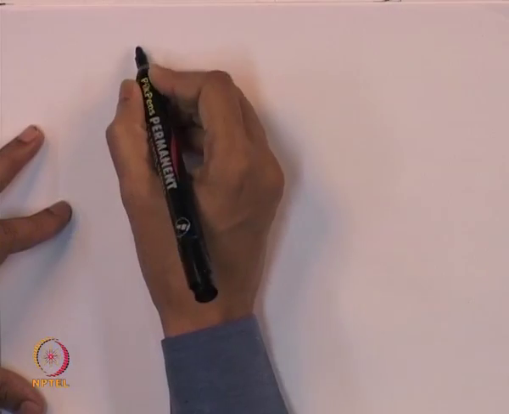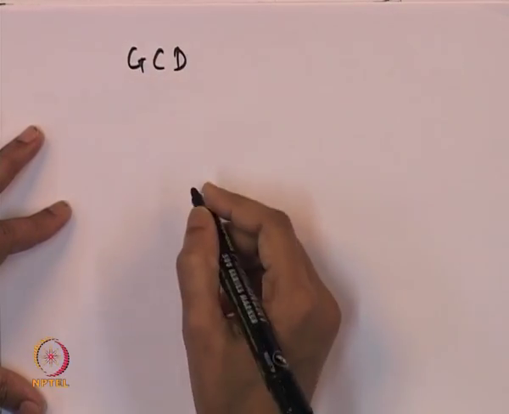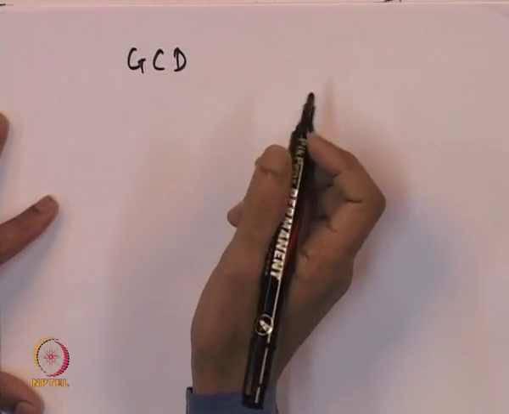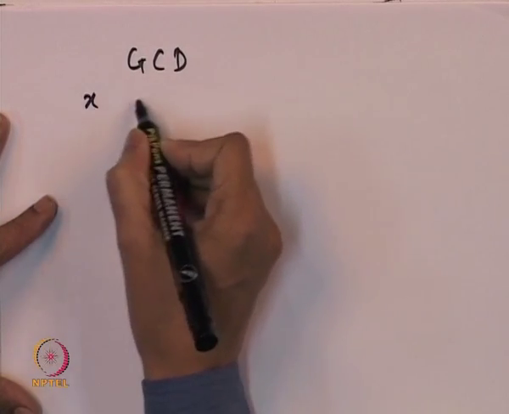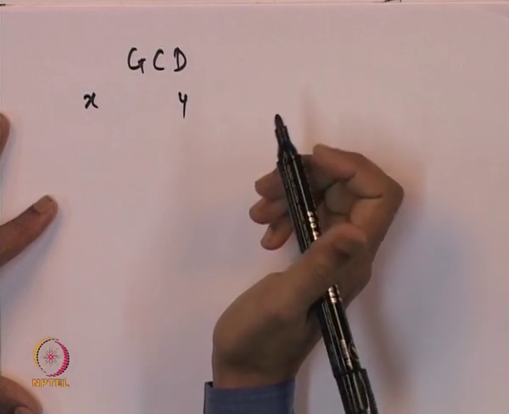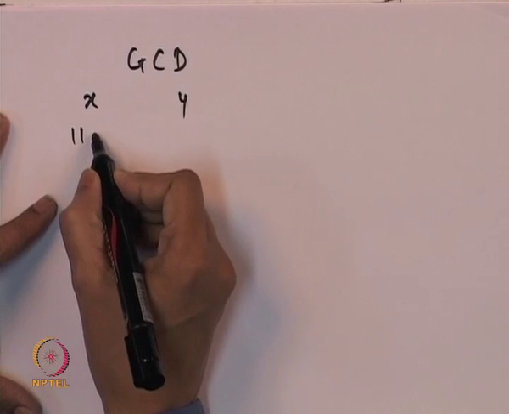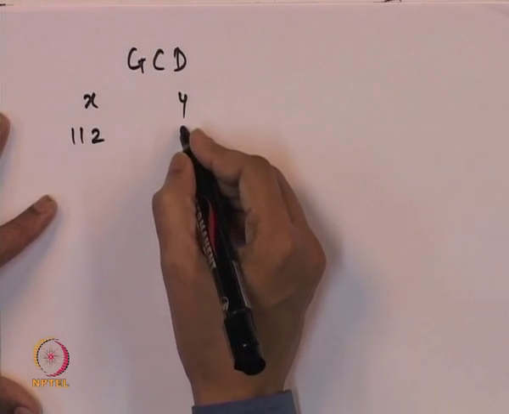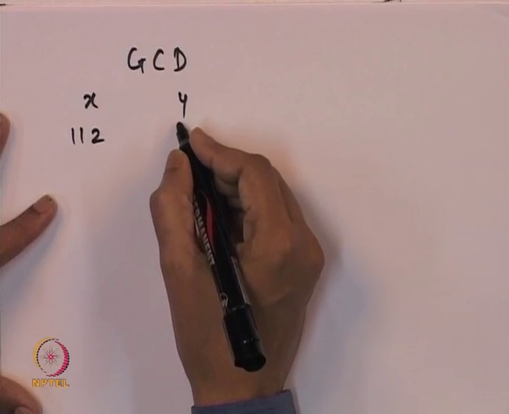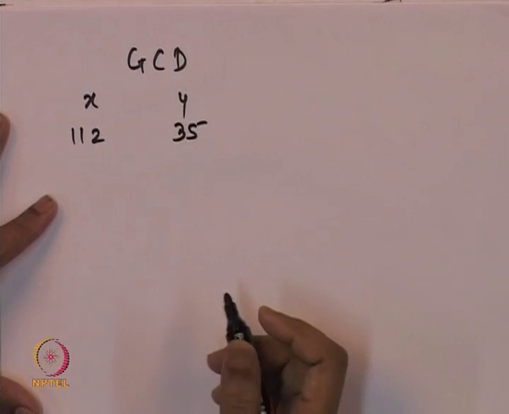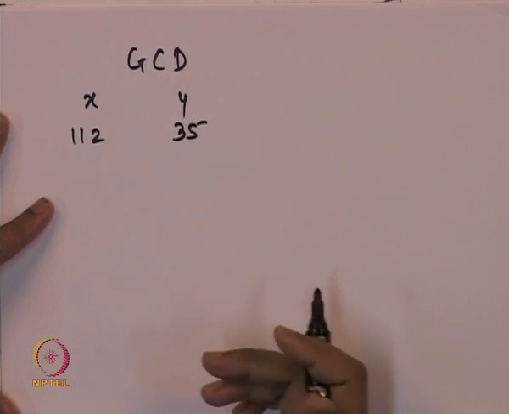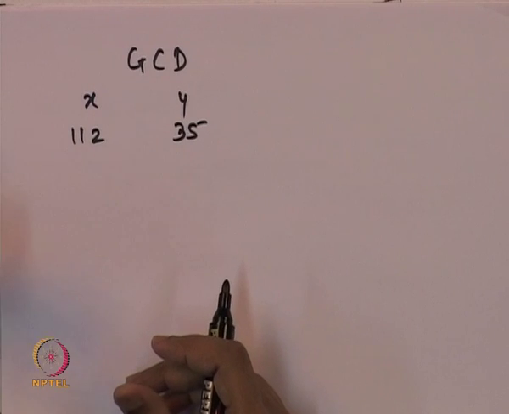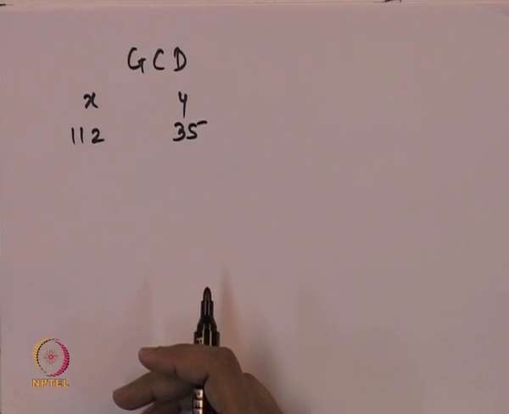So, let me focus mostly on the example, a very well known example, that of GCD, greatest common divisor. For the sake of simplicity of the presentation, I'll assume that we are given two numbers x and y, both non-negative. Let us say we are given the numbers 112 and say 35, and we want to compute the GCD of this using a synchronous sequential system, and that synchronous sequential system would be designed using the methodology or notion of FSM and data path.